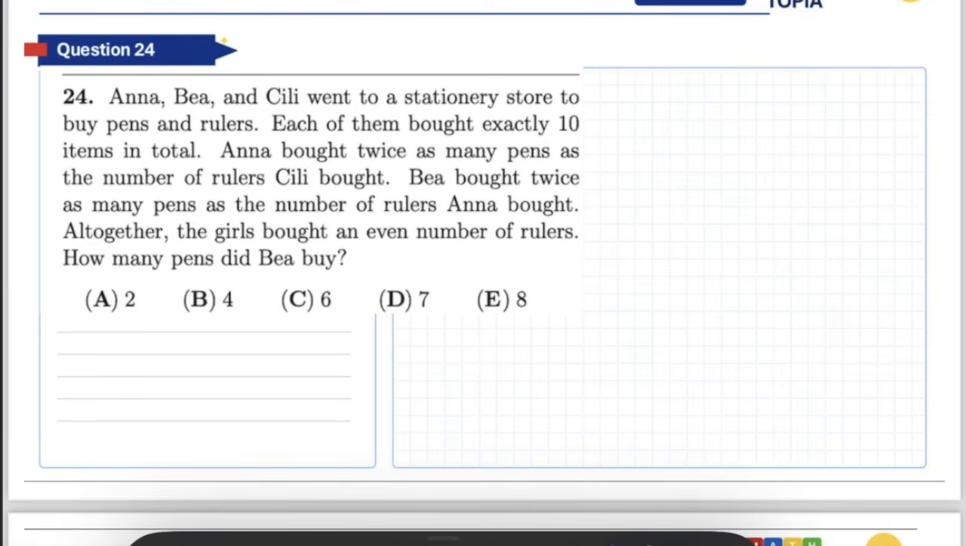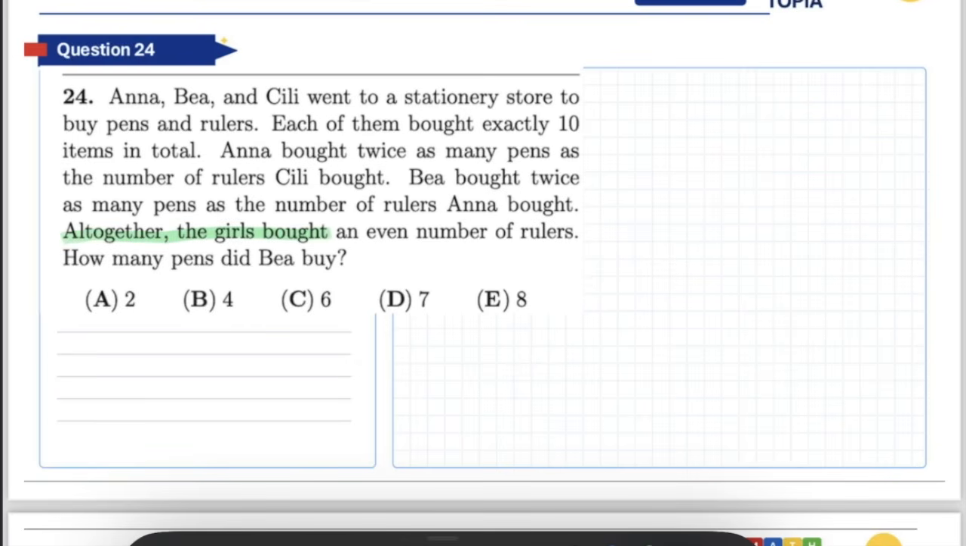Anna, B, and Silly went to a stationery store to buy pens and rulers. Each of them bought exactly 10 items in total. Anna bought twice as many pens as the number of rulers Silly bought. B bought twice as many pens as the number of rulers Anna bought. Altogether, the girls bought an even number of rulers. How many pens did B buy?